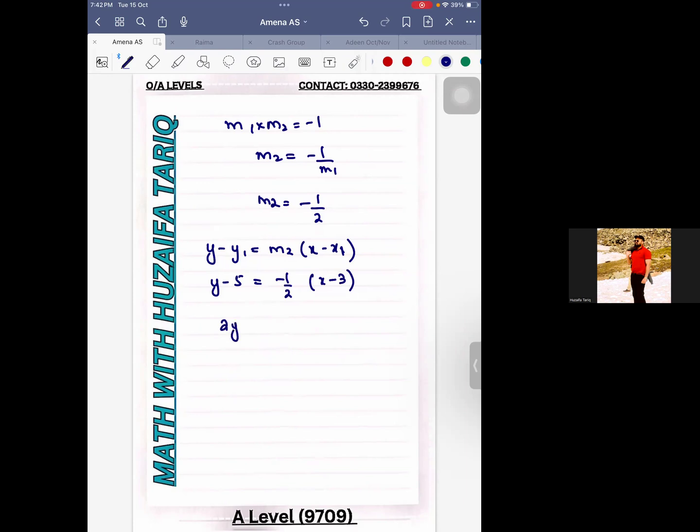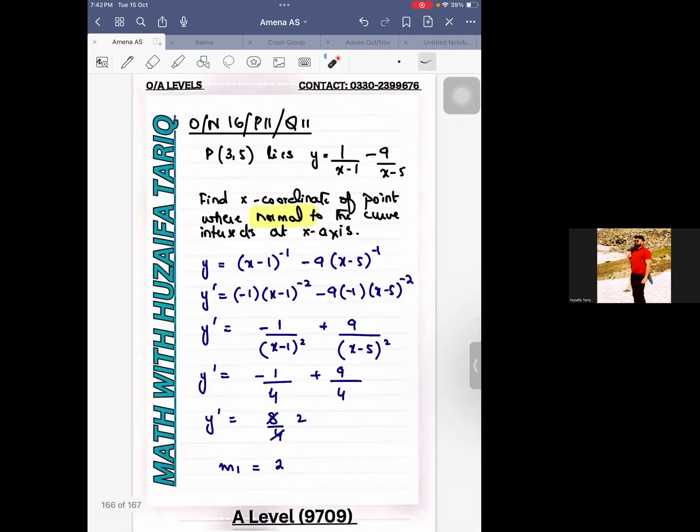After rearranging, it will be 2y minus 10 equals minus x plus 3, and 2y is equals minus x, and when minus 10 will shift on the right hand side, it will be positive 10, and 10 plus 3 is 13. So this is your equation. So this is your equation of normal, which is your requirement basically.